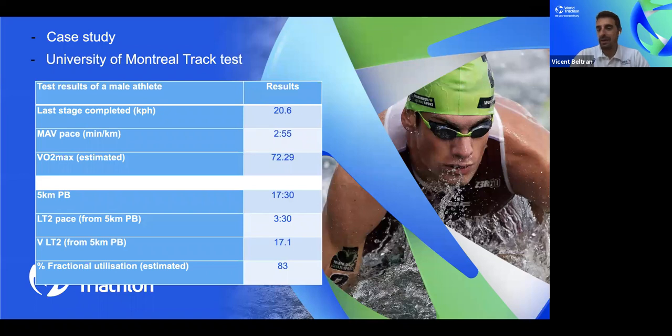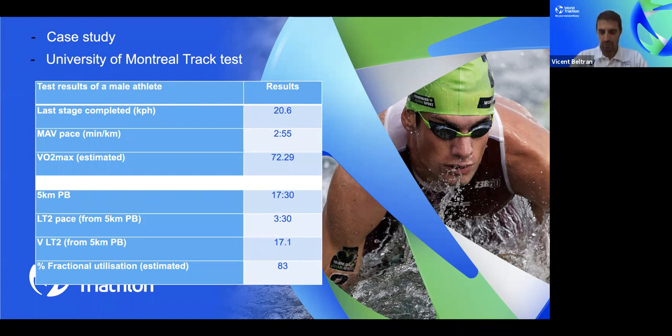Anyway, in order to put that into a specific case study, we're going to pretend we have an athlete and see how we can interpret the data and what we should be doing. Again, we just made up all these numbers.